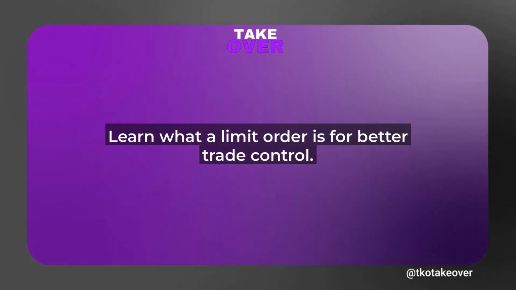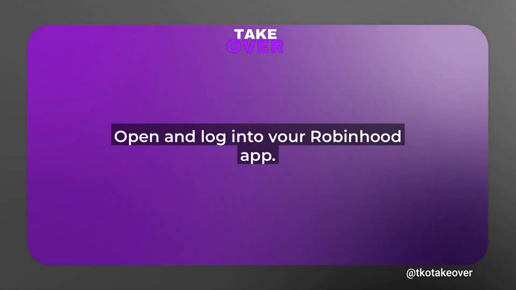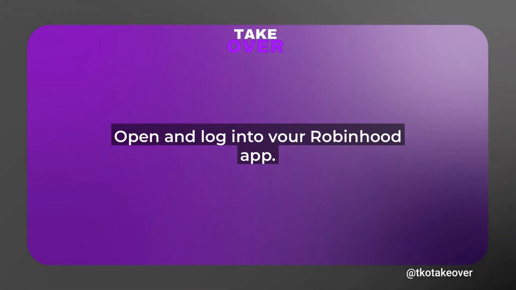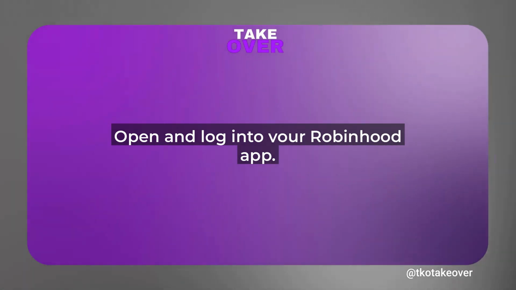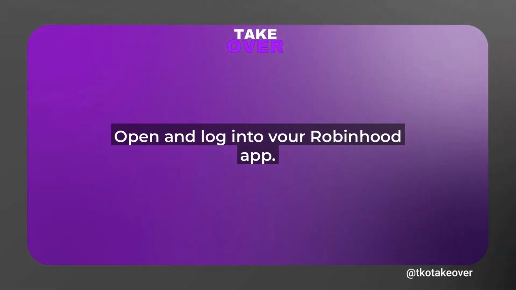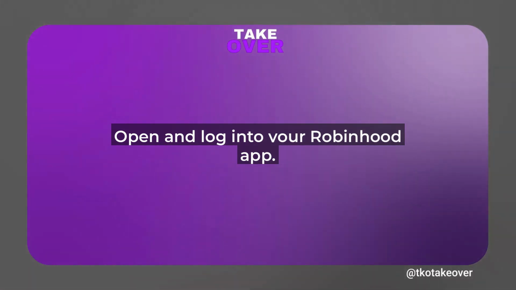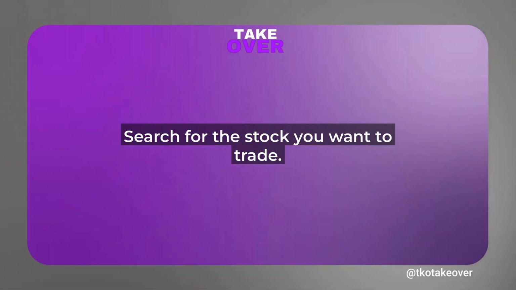Let's dive right in. First things first, what's a limit order? Unlike a market order that executes immediately at the current price, a limit order lets you set a specific price for buying or selling a stock. For example, you might want to buy shares of Apple only if they drop to $150 or less. This way, you're not at the mercy of market fluctuations.